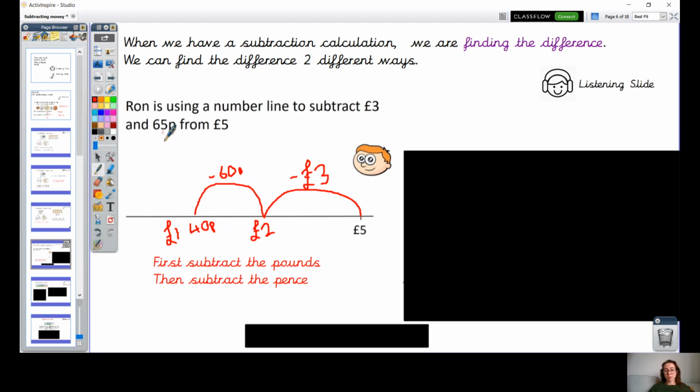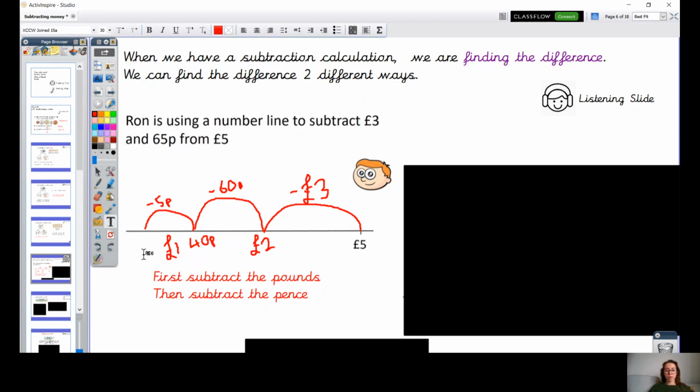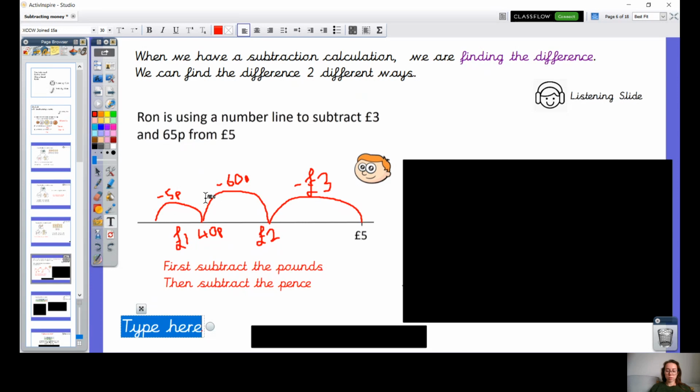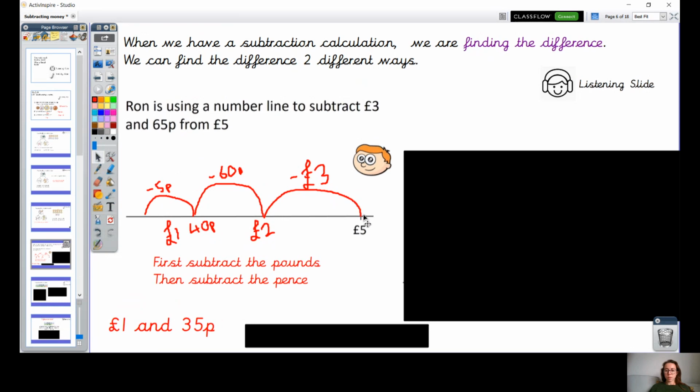£1.40. And now I mustn't forget, I still need to take away another 5p, don't I? So what is £1.40 take away 5p? It's £1.35, isn't it? So Ron has £1.35. Can you see what we did there? So we subtracted backwards along the number line, taking off the smaller amount.